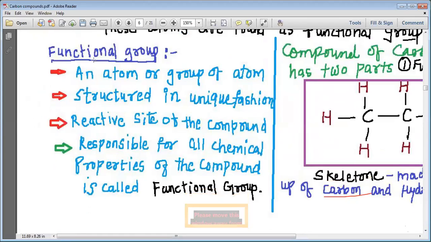We can divide the definition of the functional group into four simple sentences. An atom or a group of atoms structured in a unique fashion, the reactive site of the compound, and responsible for all chemical properties of the compound is known as the functional group. Let me explain now. The functional group can be an atom, that is a single atom, or it can be a group of atoms.